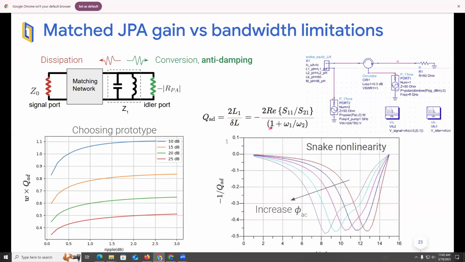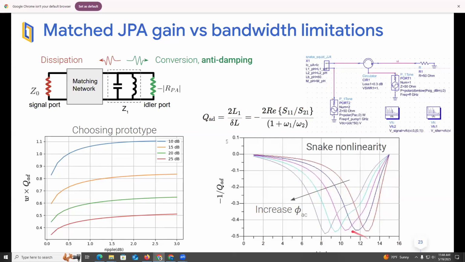You can also relate that quantity to things that you can measure in simulation. So if I connect my nonlinear device here and I'm exciting it, and I'm looking at the conversion process, S21 will be the conversion, I can essentially measure this anti-damping Q directly from this electrical simulation. So for the SNAIL device that I showed you before, you can do the simulation and look at that anti-damping quality factor as a function of flux bias and as a function of pump amplitude.